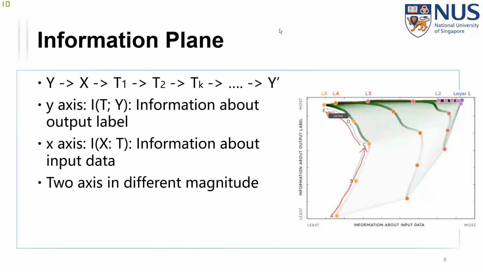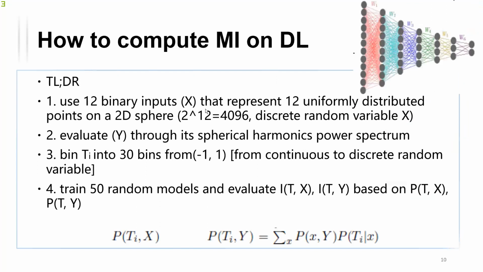Next one will be how to compute MI on DL. So actually I would say, too long, don't read. I myself do not have a very good understanding of it, because that one is related to a very special function called the spherical harmonic power spectrum. So I don't even know what it is. So let me introduce how they set up this experiment.